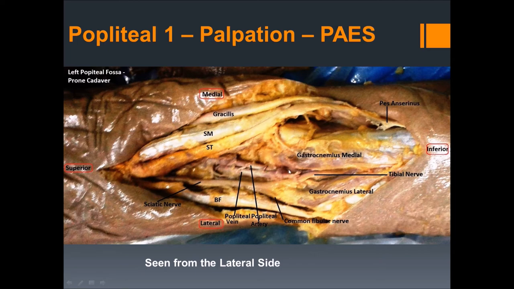So ideally, it should be palpated in relation to the tibia or in relation to the popliteus muscle, which means it should be palpated at the lower end of the popliteal fossa. And then comes the important part: what should be the position of the leg?